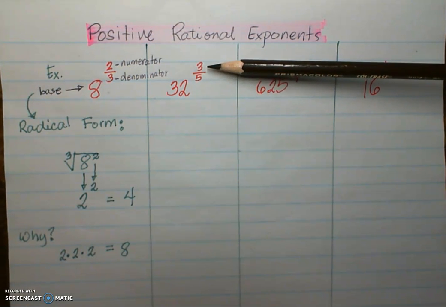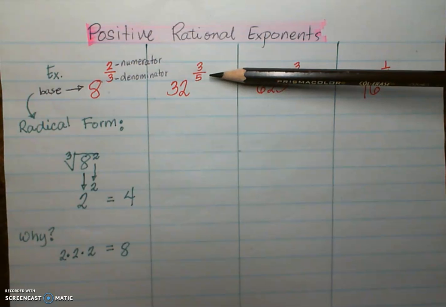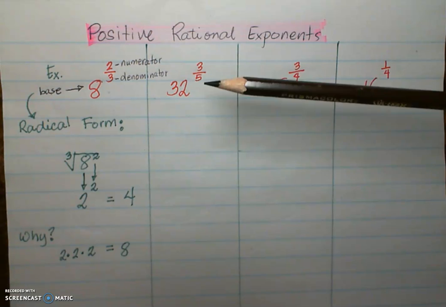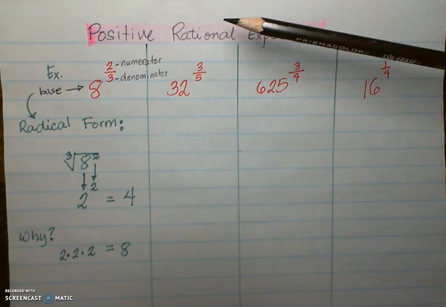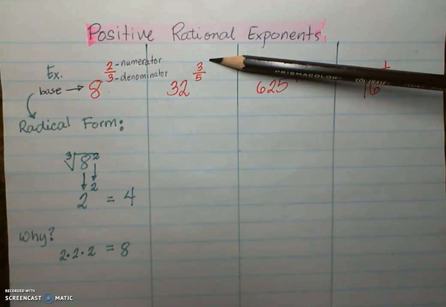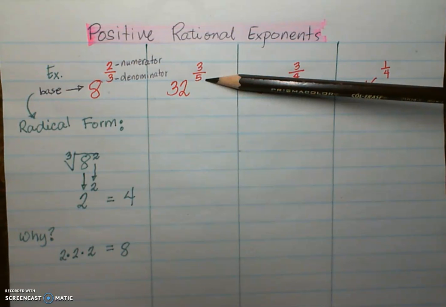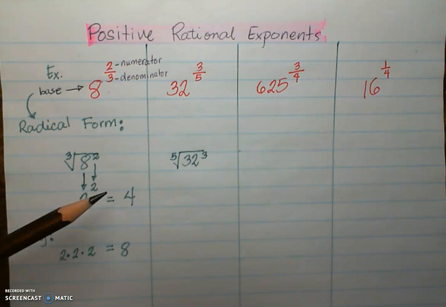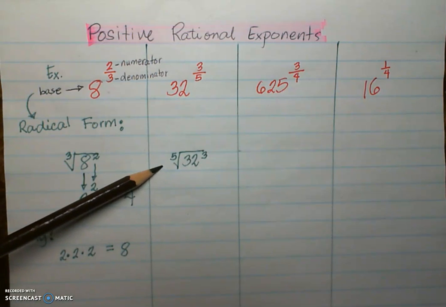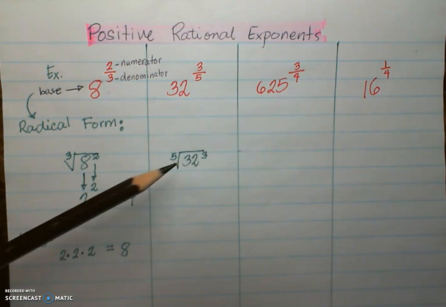All right, so let's work on this example: 32 raised to the power of 3/5. This is going to be your radicand, which is the number found inside the radical sign. The numerator is going to be the exponent, and the denominator will be the index of your radical. So this is read as the fifth root of 32 raised to a power of 3.